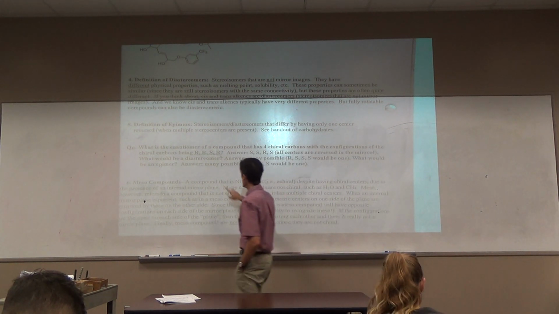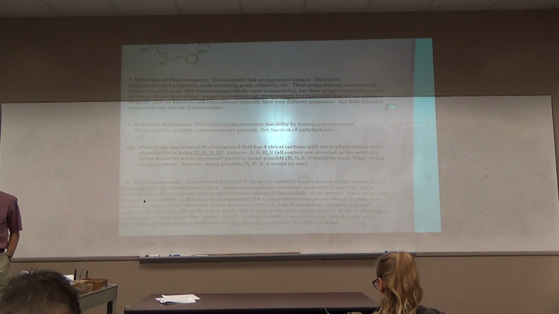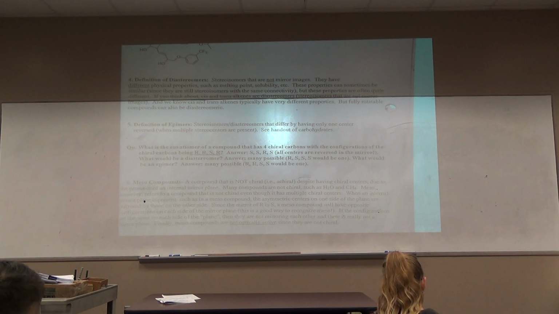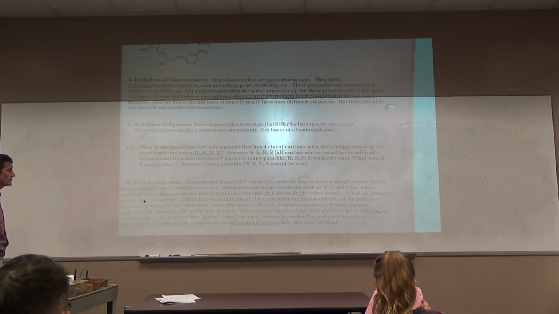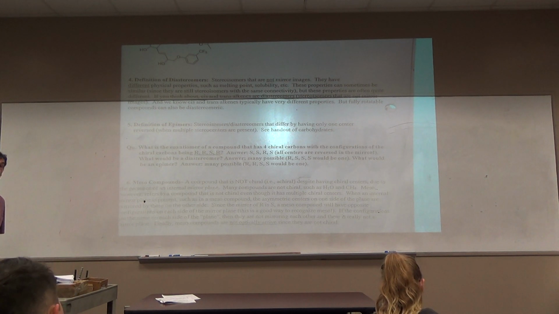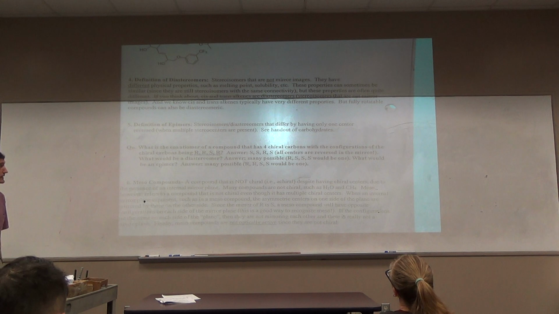What would be a diastereomer of the one underlined? Many possibilities. All R would be a diastereomer, right? What if I showed you the same compound, but it was RRRR? It'd be a diastereomer. That would also be an epimer because there's only one difference from the original, right?